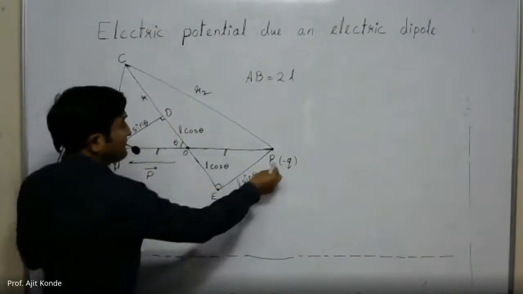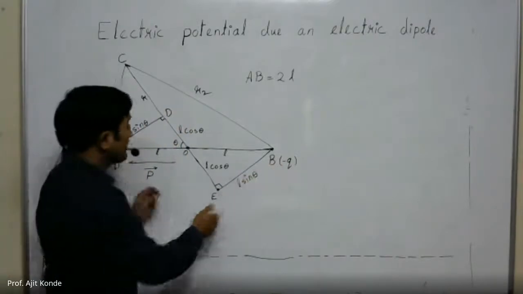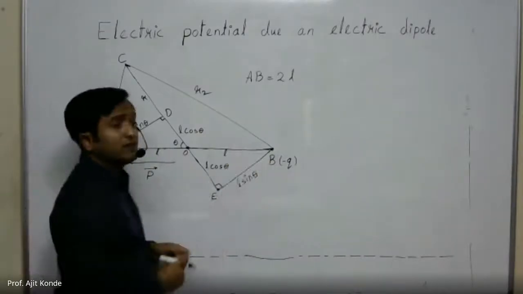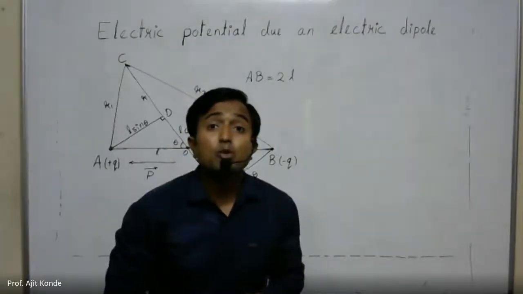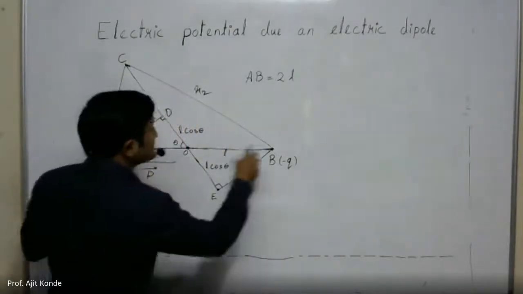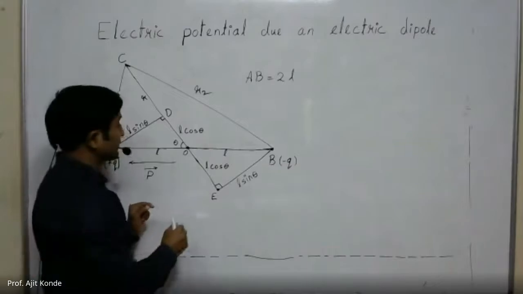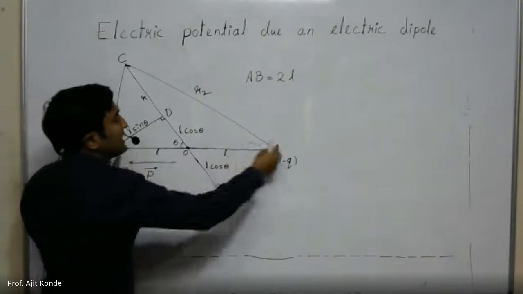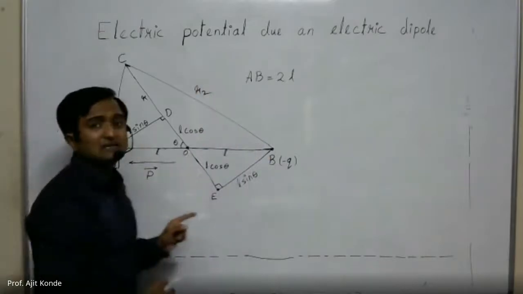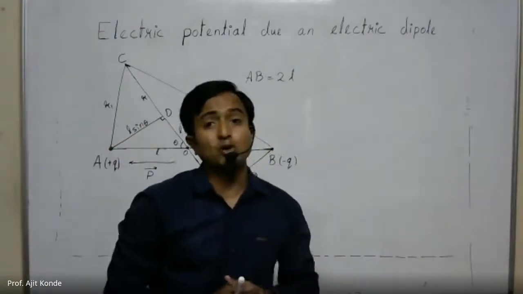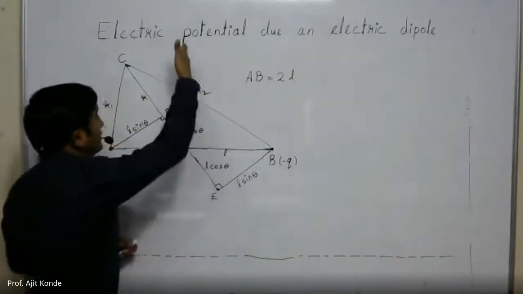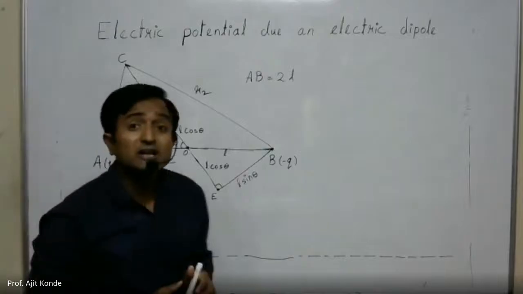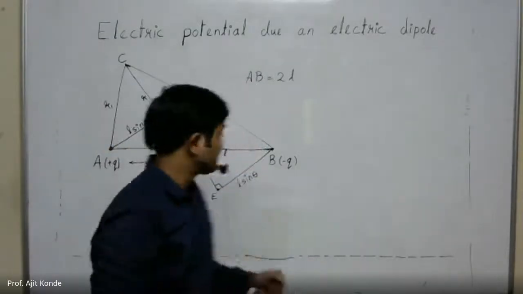If we know that we have two charges, it makes an electric dipole. This line which is joining these two, AB, will be called the dipole axis. And if we draw a line perpendicular to this dipole axis, it will be called the equatorial line. If you draw one line perpendicular to this AB over here, it will be called the equatorial line.